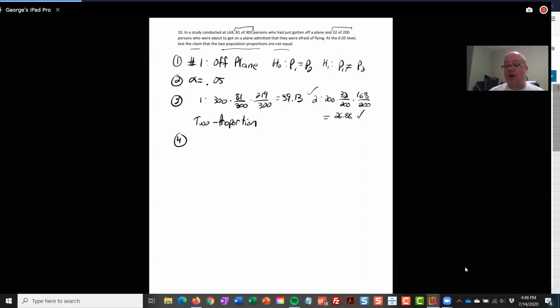Both are large enough. This is a two proportion test. In a moment, we're going to get into StatCrunch and we're going to compute a test statistic Z and a p-value. Then we will make a decision about H0, whether we reject or fail to reject. And then finally, there either is or is not going to be sufficient evidence to support what H1 says. And here is that the proportions are not equal to each other.